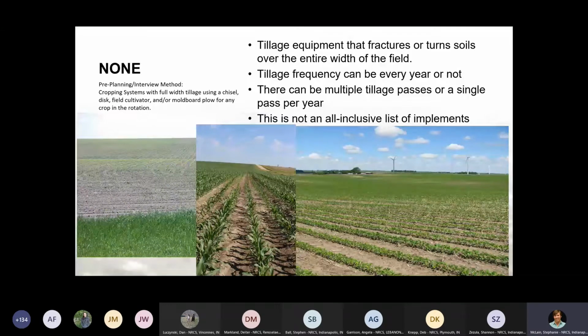Please don't. But just think about the fact that when we're having full width tillage, we're stirring the soil, we're turning it over. It's a pretty high disturbance system. That's what we're thinking about. And the reason why we put these on here is if we start to think about our assessments, whenever we have tillage, we're impacting that soil cover.